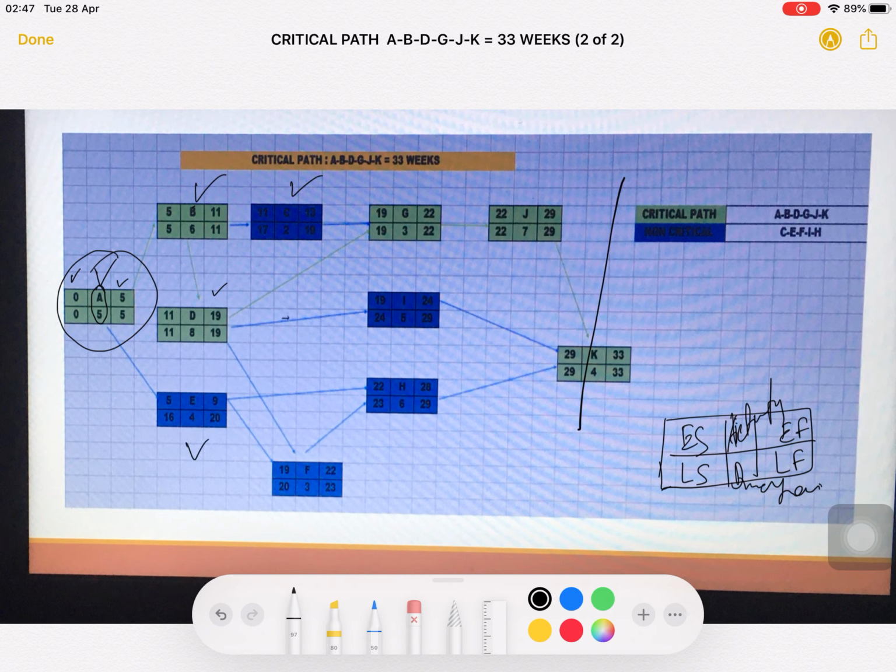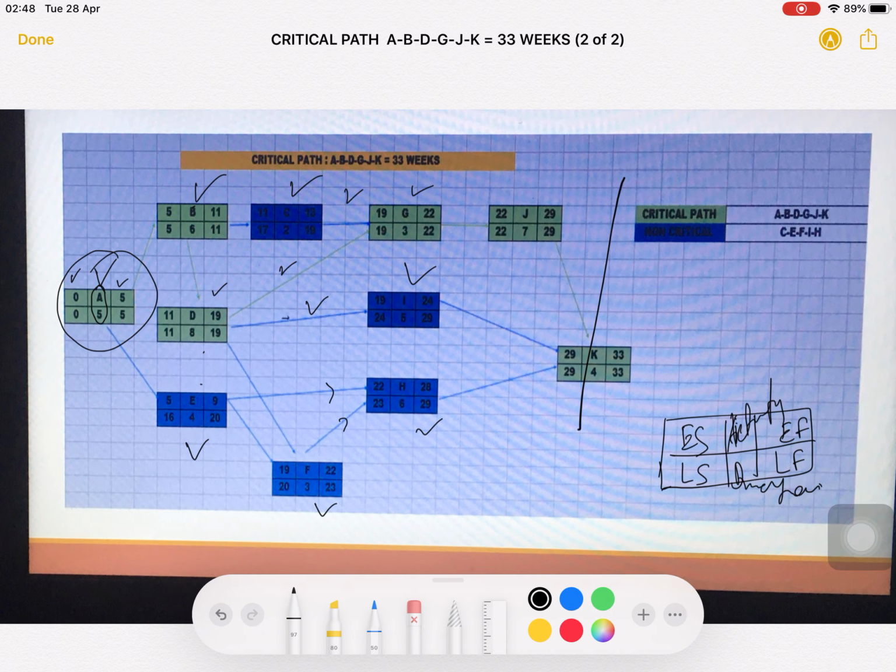For activity E, you have to finish activity A, because the predecessor is A. Then for activity F you have to finish D and E. Then for activity G, you have to finish C and D. For the H activity, E and F need to finish before starting H. For activity I, you have to finish your activity D.